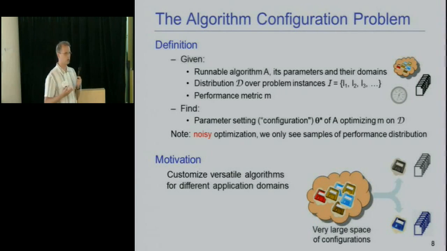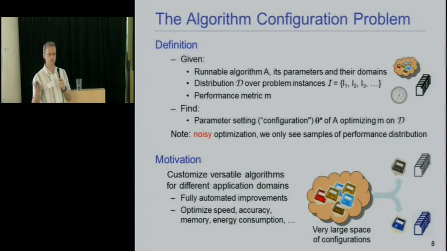The motivation for this problem is, of course, to build really general frameworks of versatile algorithms that you can use for different application domains, maybe different platforms, etc. So you have a very large space of configurations, and for instance set A you create a parameter setting, and for instance set B you create a very different one that does well on that type of instances. And this is fully automated, as opposed to the typical manual tuning that people often do, and you can optimize for any type of criteria. Maybe you get a very different parameter setting if you care about memory than if you care about speed or accuracy.